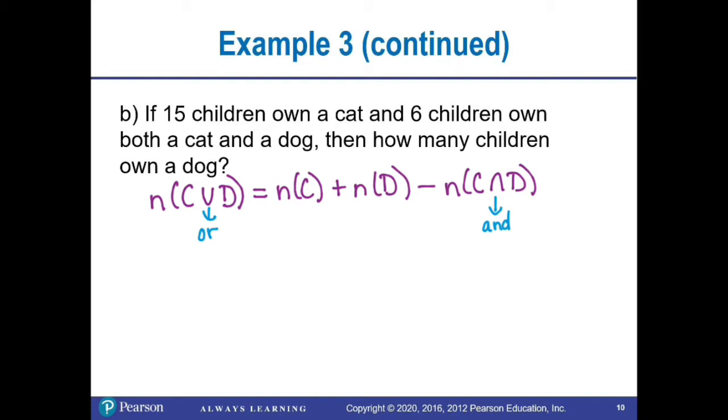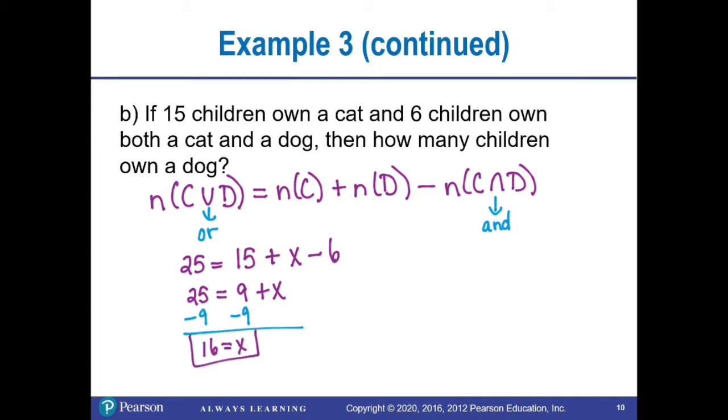In Part A, we learned that there were 25 children in Mrs. King's class. Part B tells us there are 15 children who own a cat. Let's use X to represent the number of children who own a dog because we don't know how many children own a dog. We do know how many own both a cat and a dog, so we subtract 6. 15 minus 6 is 9. To solve for X, we subtract 9 from both sides, and that leaves us with 16.